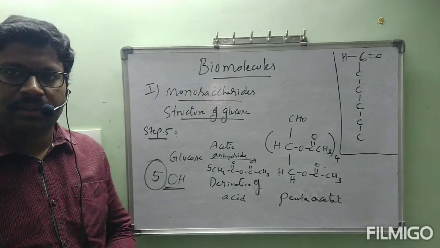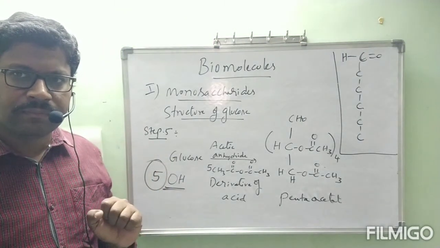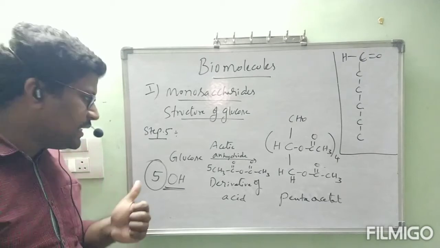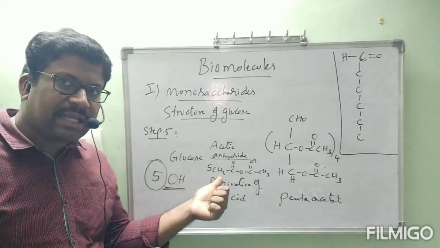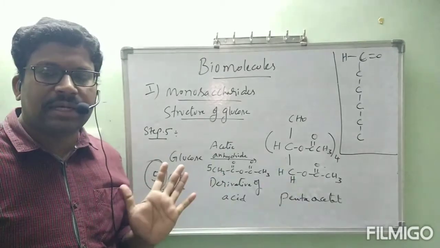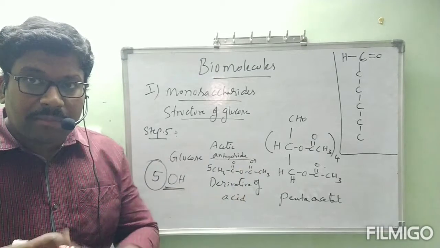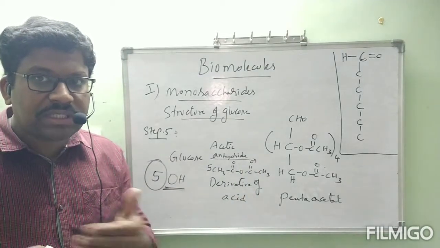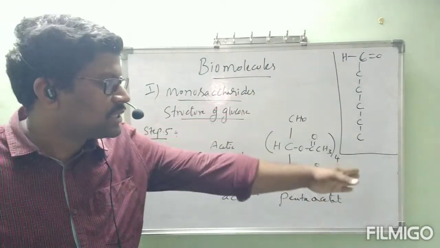5 OH groups. Definitely glucose must contain 5 OH groups. Is it correct? Then these 5 OH groups react with 5 moles of a derivative of acid, that is acetic anhydride. We will get pentaacetate. That is how it will undergo, and that one also I will show. But before that, I am explaining how we are approaching the structure of glucose. I will write about the structure now.